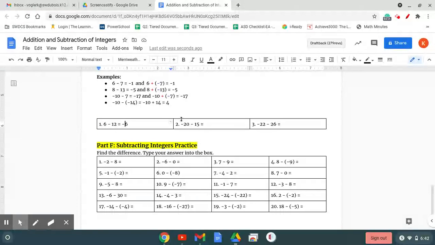All right, number 2, we have two of the same sign. Keep your sign and add. So this is negative 20 minus 15. They're both negatives, so you keep your sign and add. And 20 plus 15 is 35. So negative 20 minus 15 equals negative 35. All right, go ahead and try number 3 on your own. All right, so it's just like number 2, same sign, negative 22 minus 26, keep your sign and add. So negative, and then 22 plus 26 is 48.